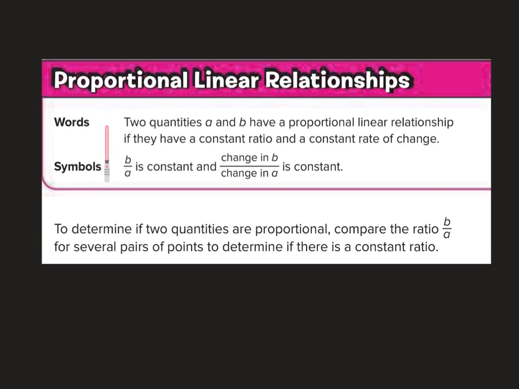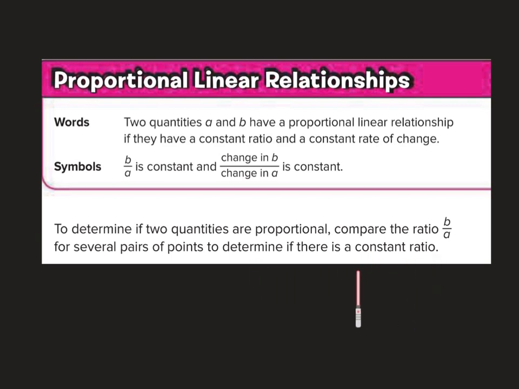A linear relationship is proportional when two quantities, for example A and B, have a constant ratio and a constant rate of change. An example in symbols: if we take one of those changes, B over A, and it's constant, the change in B over the change in A is also constant. To determine if two quantities are proportional, compare the ratio B over A for several pairs of points to determine if there is a constant ratio.